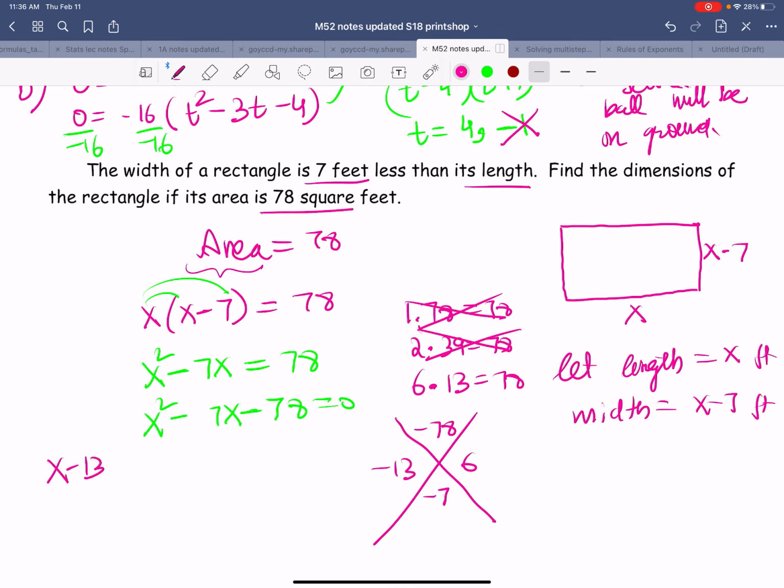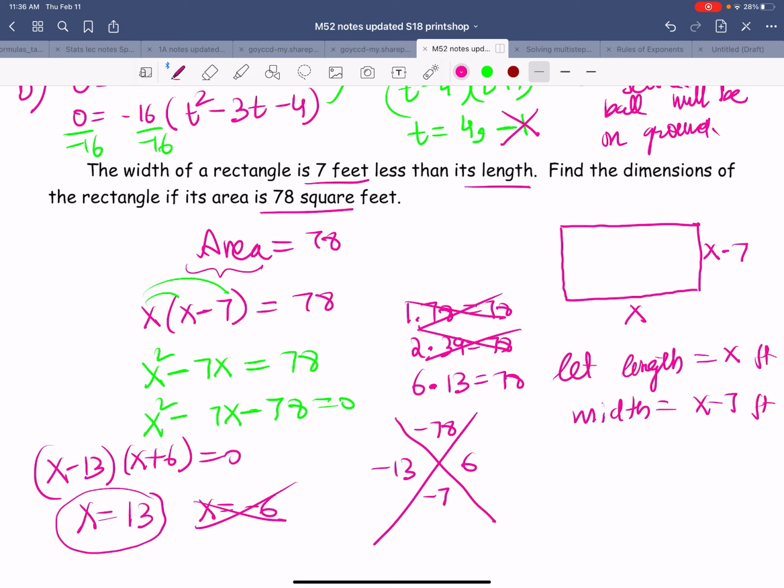So my factors are x minus 13 and x plus 6 equal to 0. There we get the two answers: x equals 13 and x equals negative 6. And the length or distance is never negative. So is the time. They're always positive. So we're going to disregard the answer x equals negative 6. We'll go with x equals 13. So they were asking us to find the dimensions. That means at the end I'm going to have to tell them, well, the length is 13 feet and the width is 7 less than that, which will be 6 feet. And there's my two answers here.